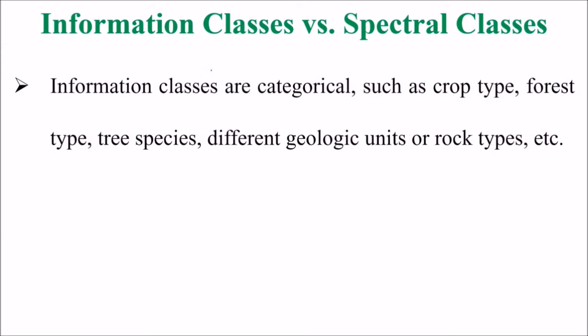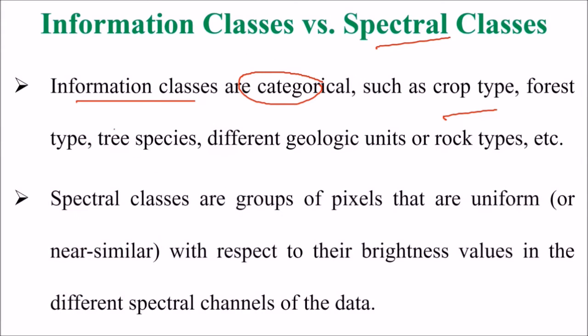What about information classes versus spectral classes? See, information classes are categorical, such as crop type, forest type, tree species, different geologic units or rock types. The spectral classes are a group of pixels that are uniform. Information classes are categorical. Spectral classes are uniform or nearly similar with respect to their brightness value, their spectral signature in the different spectral channels of the data.